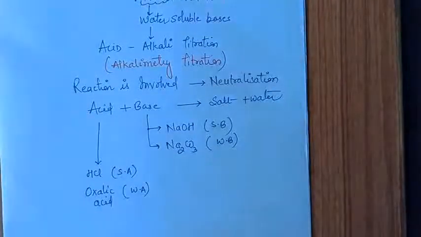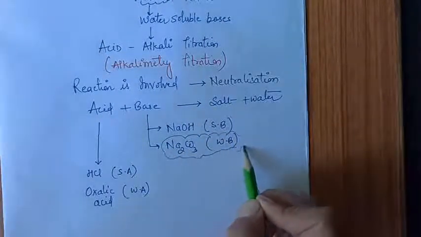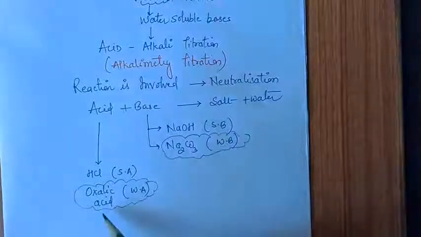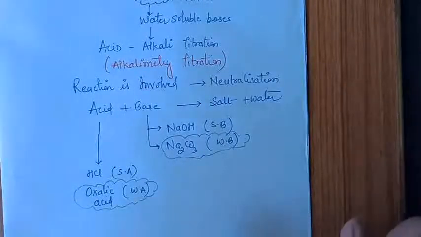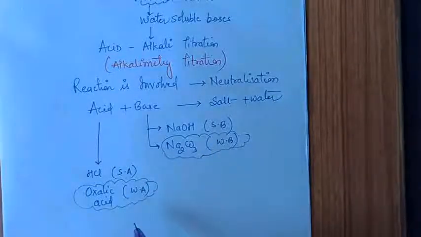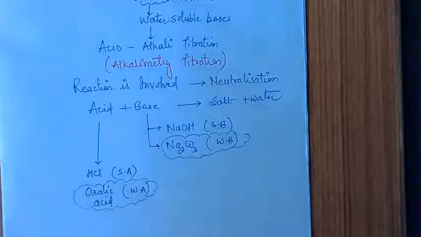One thing you need to note is that you can never titrate a weak base with a weak acid. It means titration of oxalic acid with sodium carbonate is not possible. All other combinations are possible. Why can we not titrate oxalic acid with sodium carbonate? The answer is, as sodium carbonate is a weak base and oxalic acid is a weak acid, we don't have a proper indicator for knowing the readings. That is why this titration is not possible.